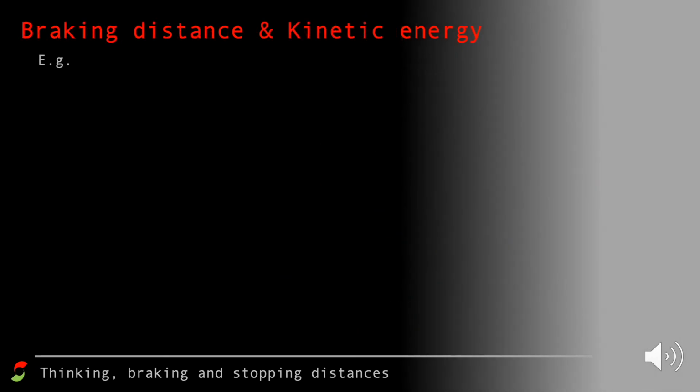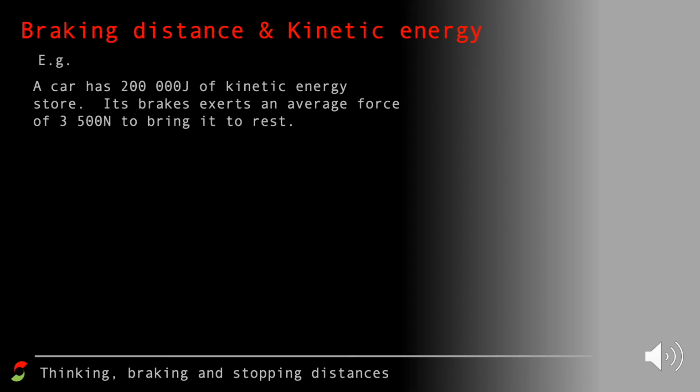So other questions that you can get, and they get quite complicated now, is linking braking distance and kinetic energy. So this is covered in episode 1H in far more detail. So do have a look at that. I'm just going to touch on it here just to give you a reminder of it. So let's say that a car has 200,000 joules of kinetic energy store, and that its brakes exert an average force of 3,500 newtons to bring it to rest. And we're going to calculate the braking distance to 2 significant figures.